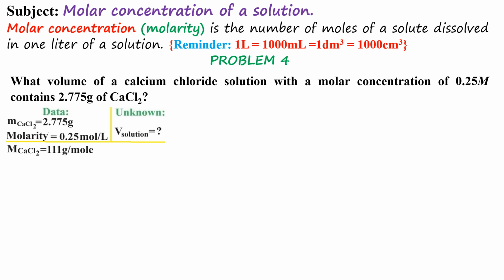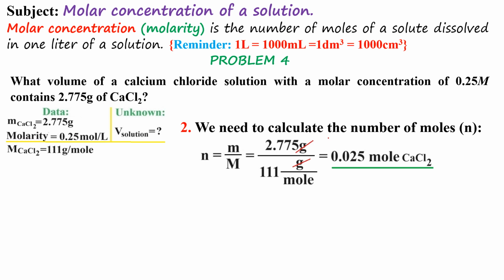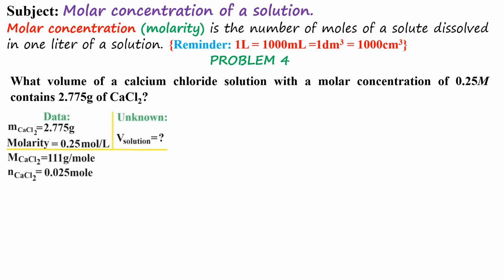Let's write the molar mass of calcium chloride under the data in the problem. Let's go to the second step. We need to calculate the number of moles of solute. To calculate the number of moles of any substance in the sample, we simply divide the weight of the substance by its molar mass. In our case, we got 0.025 moles of calcium chloride. Let's write the number of moles of calcium chloride under the data in the problem.